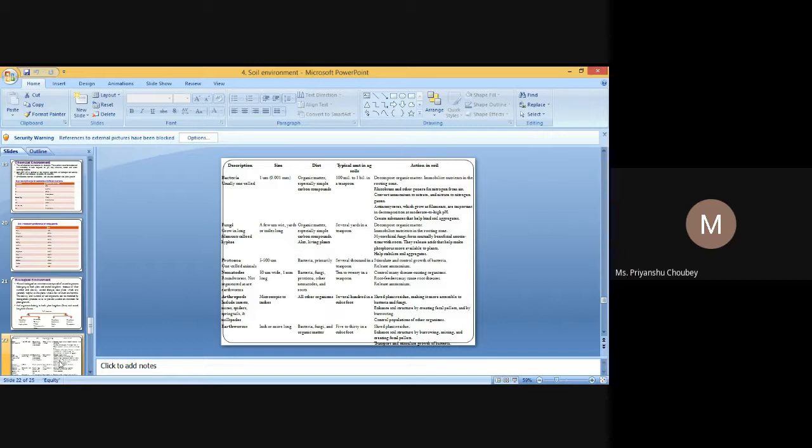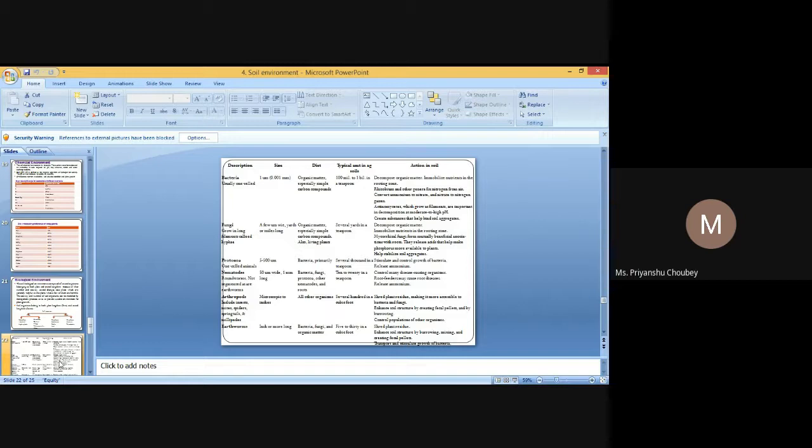Actinomycetes, which grow as limbs, are important in the decomposition of organic matter at moderate to high pH. They create a substance that helps bind soil aggregates.